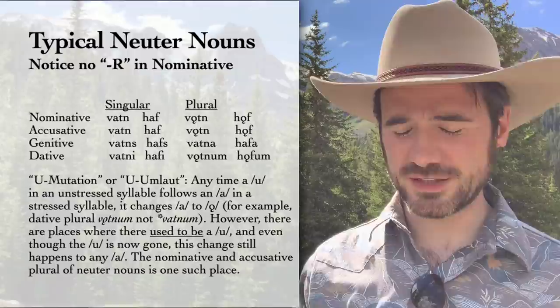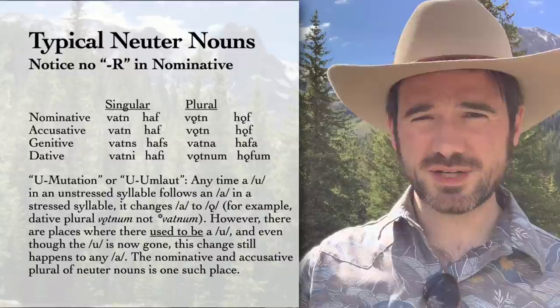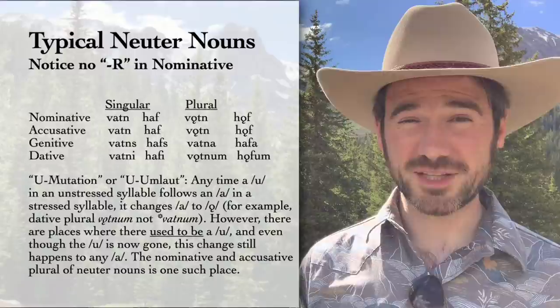Genitive and dative will be the same as masculine. Add S for genitive, add I for dative. Vatns, vatni. So the water's shores, that's genitive. I gave the water my gift. Terrible, these examples. That would be vatni. Plural, here's where we're going to throw a wrinkle in.